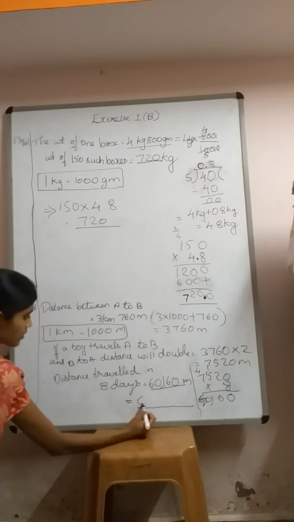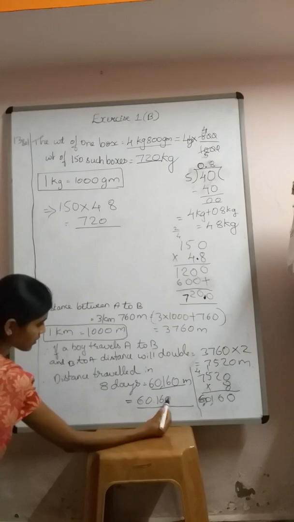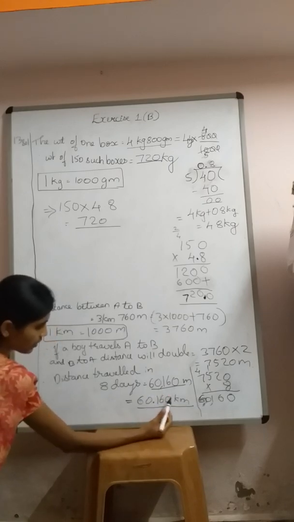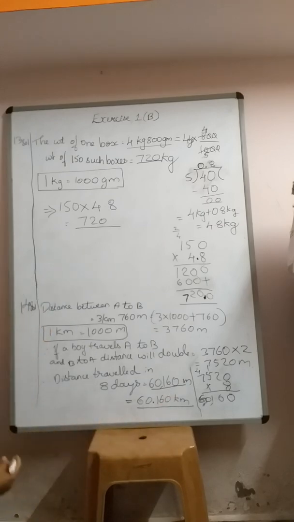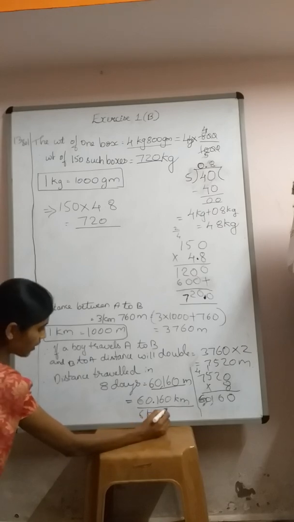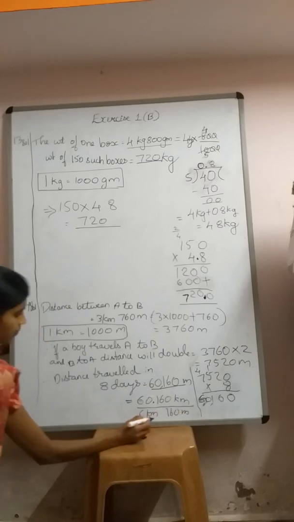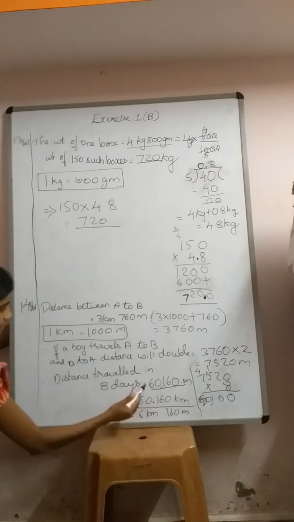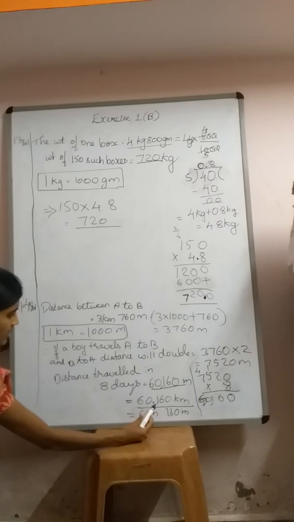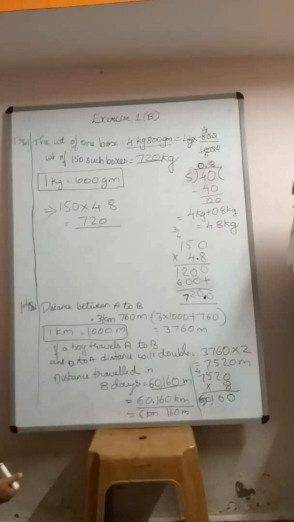Okay. How? 60,160 meter converts to 60.160 kilometer, which you can write in your books. Otherwise, you can even write 60 kilometer 160 meter. Okay, this is also possible. There are two ways of writing: 60 kilometer 160 meter or 60.160 kilometer. So this is your 14th solution.